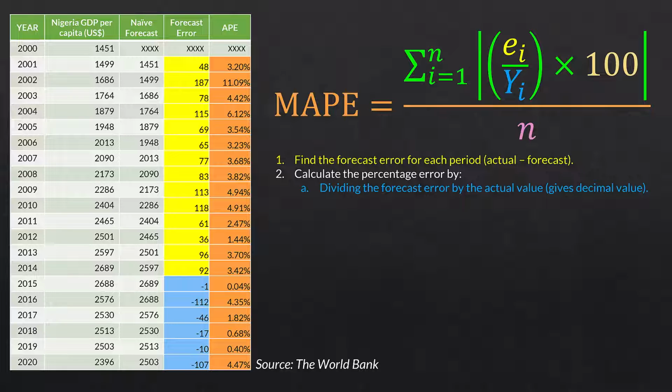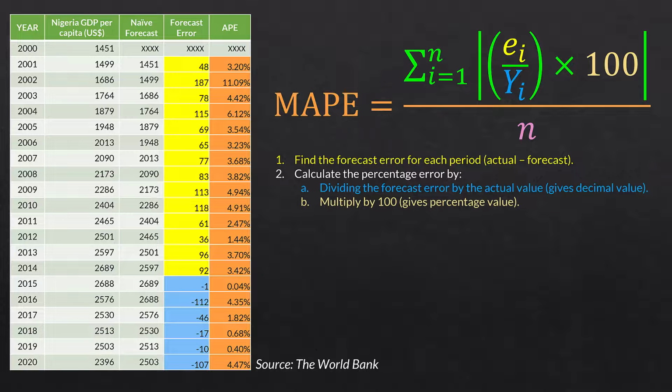So in the case of 2001, we would take 48, which is the forecast error, and then divide that by 1,499, which is the actual value. What that gives us is the scale of the error, or the magnitude of the error relative to the actual value. And then we would do that for the next one. So in 2002, we would take 187 divided by 1,686, and that would give us an absolute percentage error of 11.09%. Then we do that all down the column.